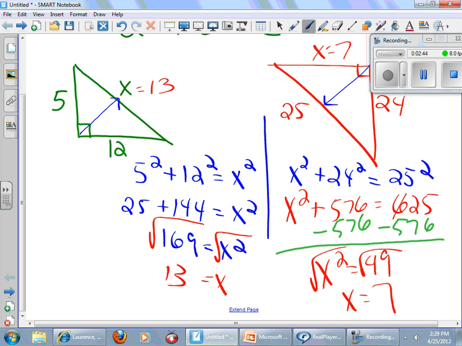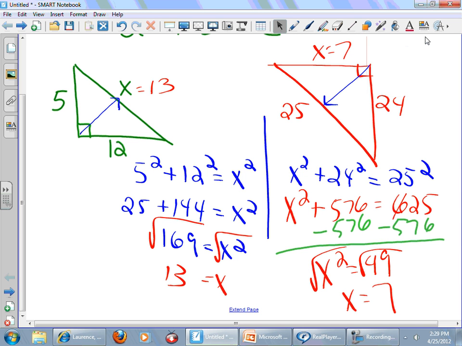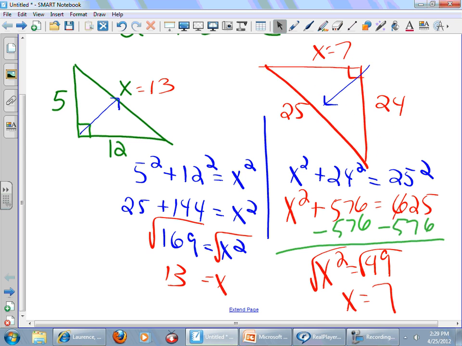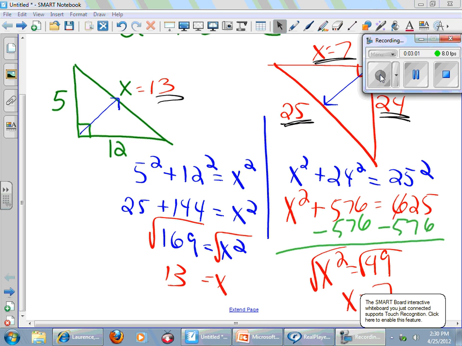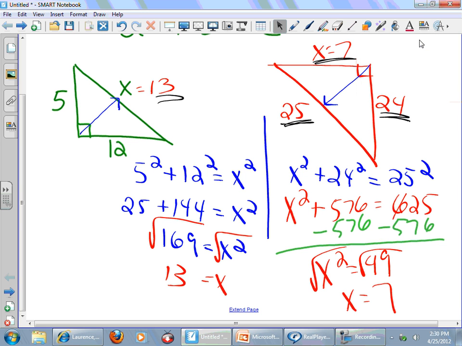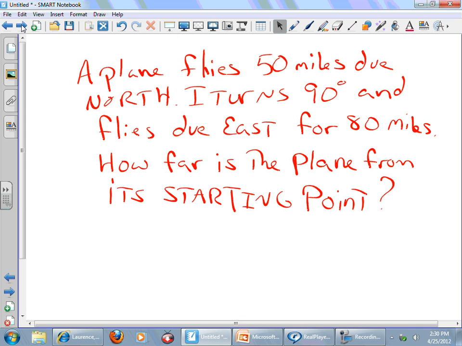So that's 7. Does my answer make sense? Well, my hypotenuse is longer than both the other sides. That's a good thing. Okay, so sorry about that. I had a small technical malfunction, but I think I'm back and running. So my answers do appear to make sense.